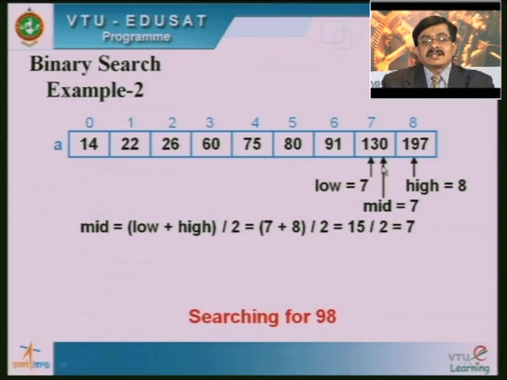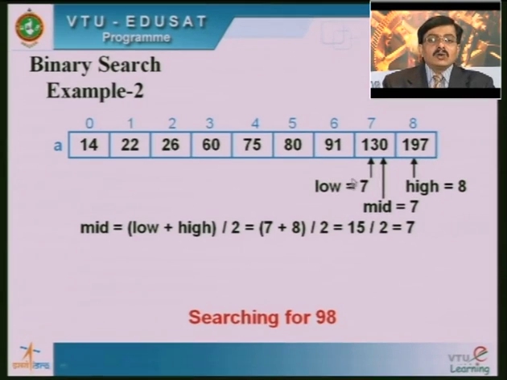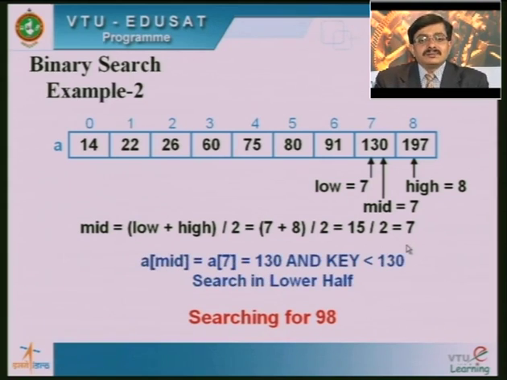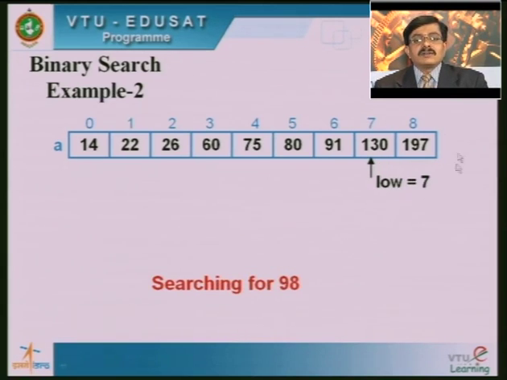Still, how exactly it works is, whenever I am moving for the left array, the high index should be taken as mid minus 1, and whenever I am going for the right array, the low index should be taken as mid plus 1. Now the key value, 98, is less than 130, so we have to go for the lower half. When I am going for the lower half, low should be kept as it is, and when I am going for the higher half, high should be kept as it is.